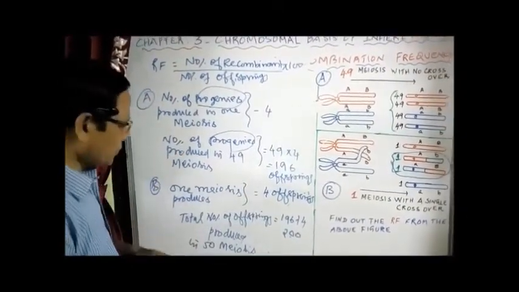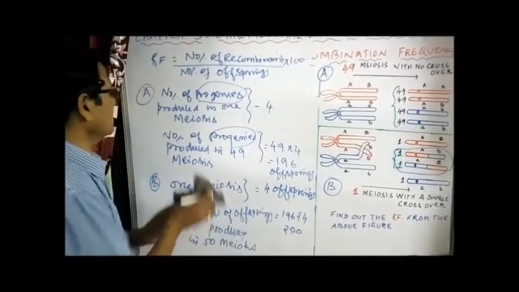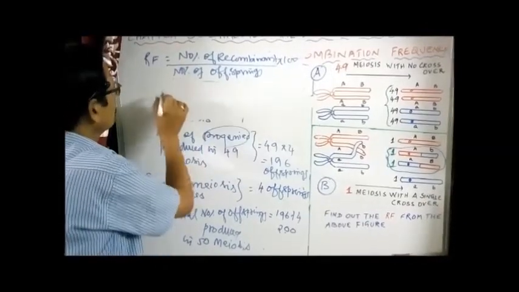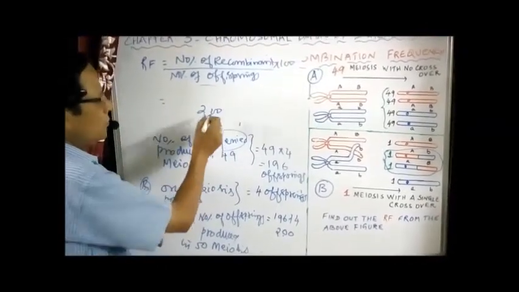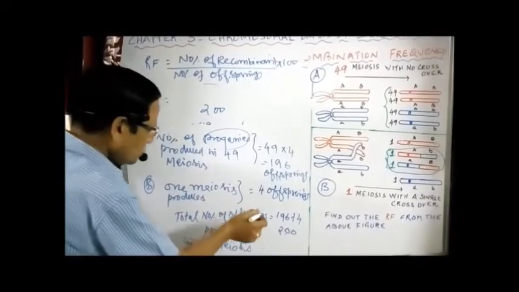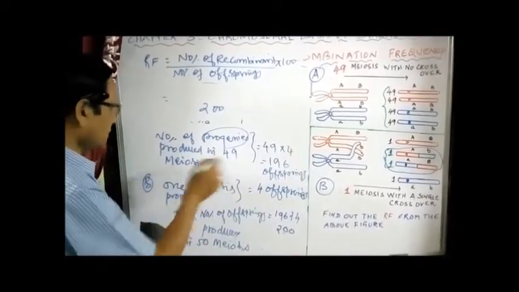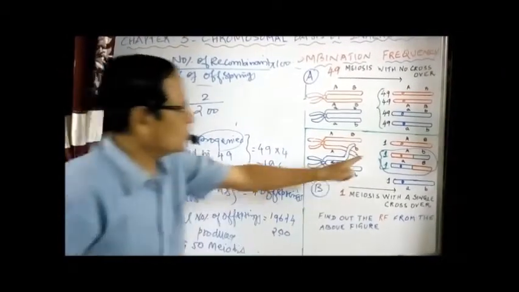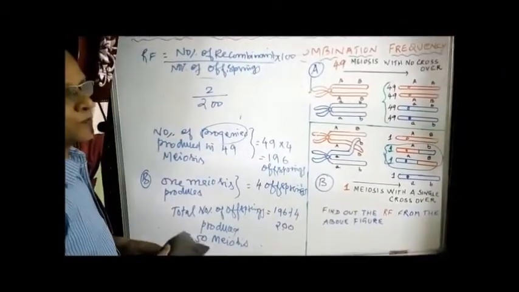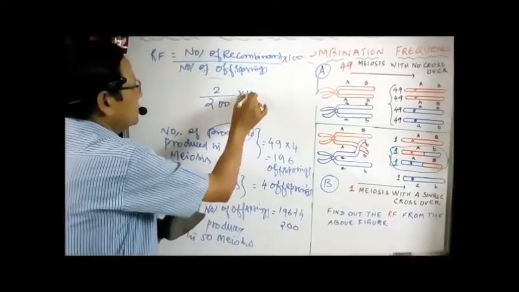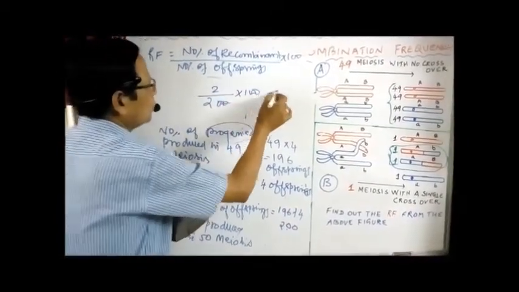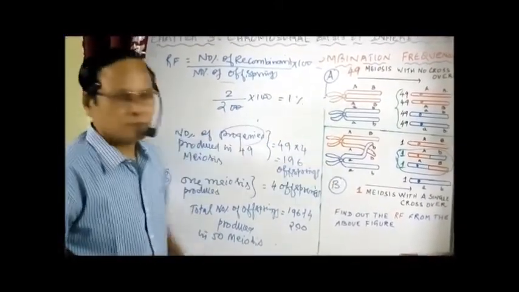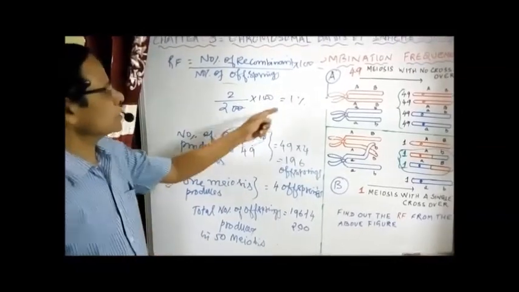The total number of offsprings is equal to 200. Out of 200, only 2 of them are recombinants. You see that 1 plus 1, together 2. Then multiplied by 100, you know that it is 1%. So the recombination frequency for this illustration is equal to 1%.